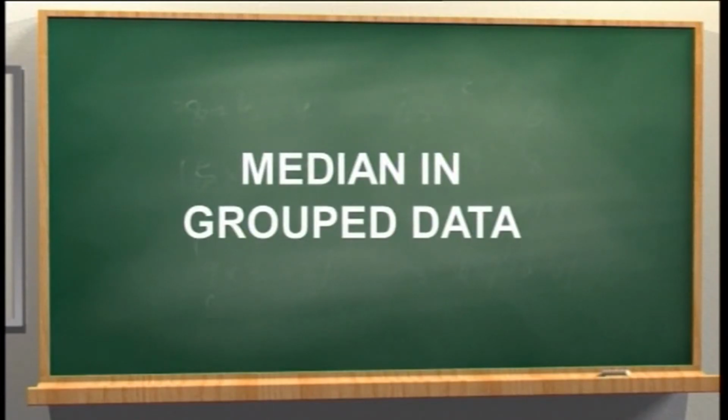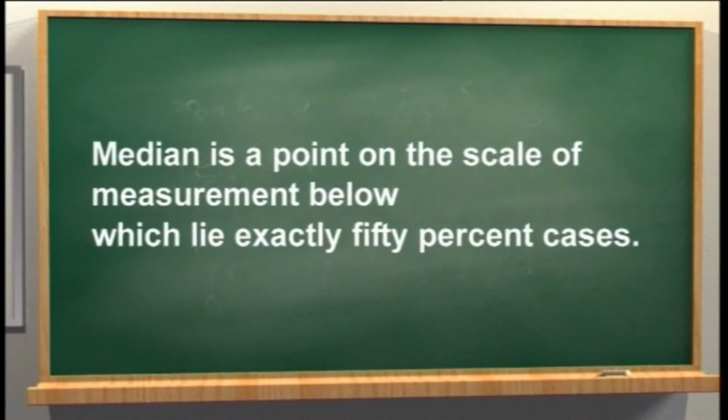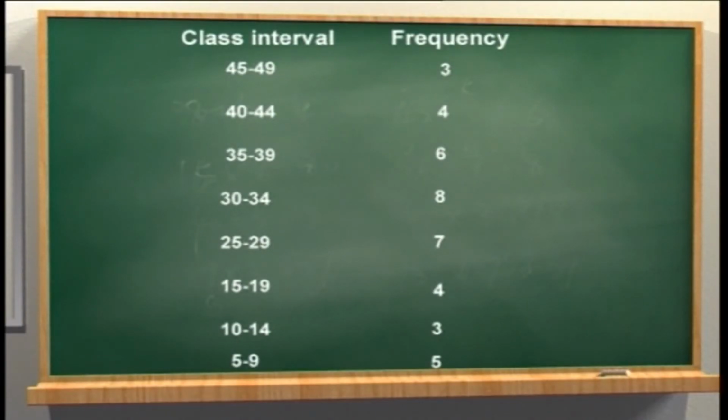17.5. Now let's see how the median can be calculated for grouped data. As stated earlier, the median is a point on the scale of measurement below which exactly 50% of cases fall. Obviously, 50% of cases will be above it. For calculating the median, the assumption made in the case of grouped data is that frequencies are evenly distributed within the class interval. Let's take an example to illustrate this point.